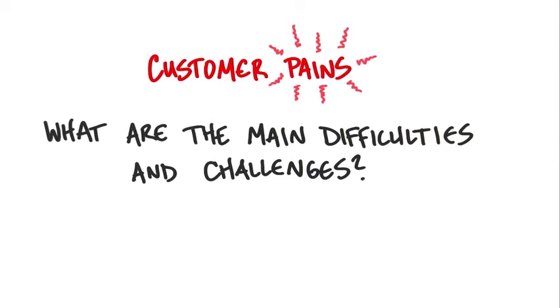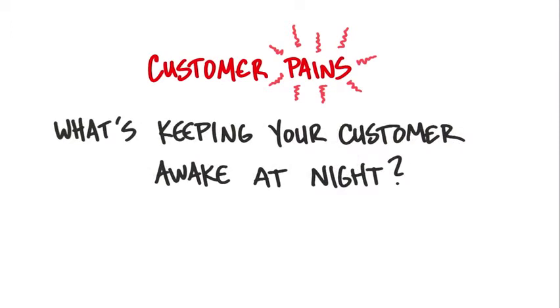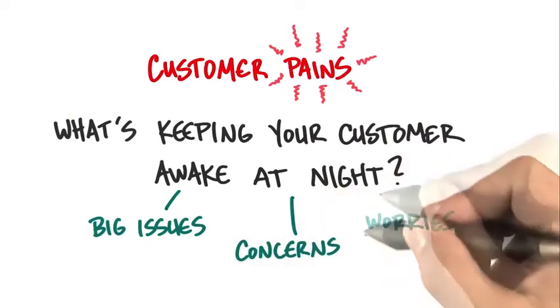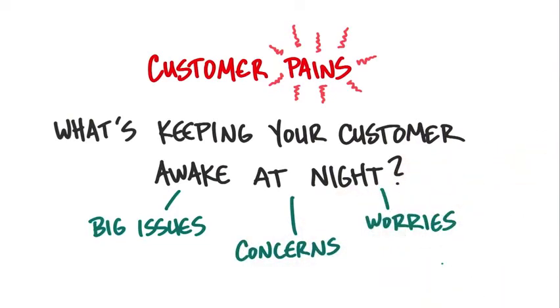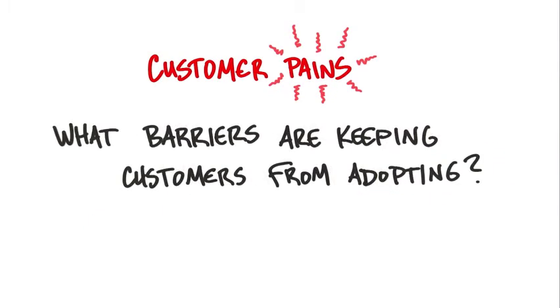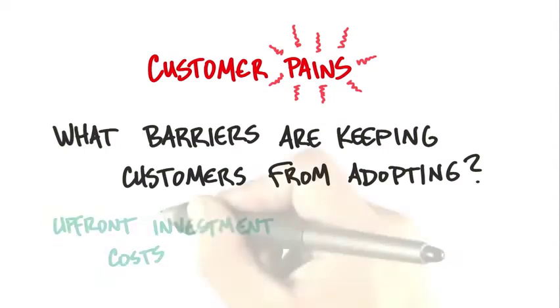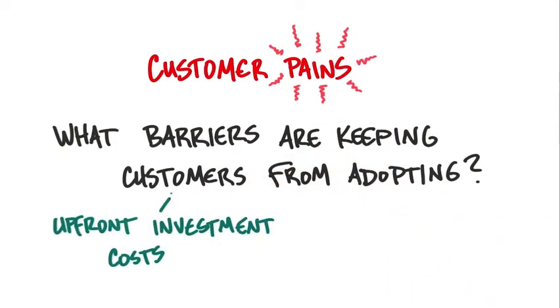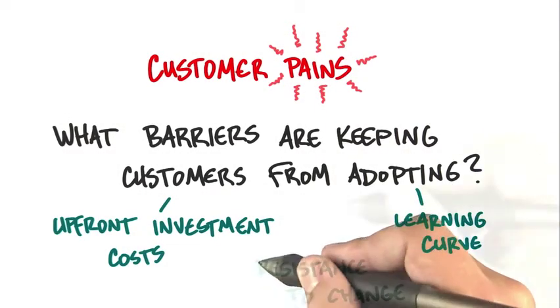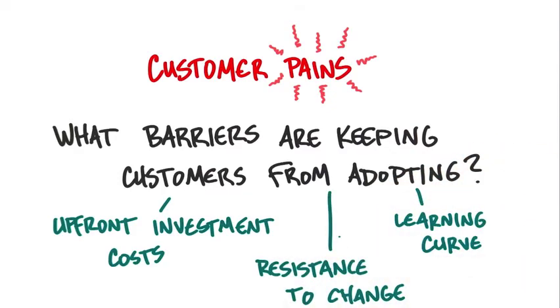And so you want to understand what's keeping your customer awake at night. Or maybe conversely, maybe you want to keep them awake at night, but you want to figure out what are their big issues, concerns, and worries. And then finally, the last piece is, what are the barriers to adopt your product? Is it costs too much up front? So maybe you have a pricing issue to decide later. Gee, it takes a long time to learn. Or, we're happy with what we have and it's kind of okay.